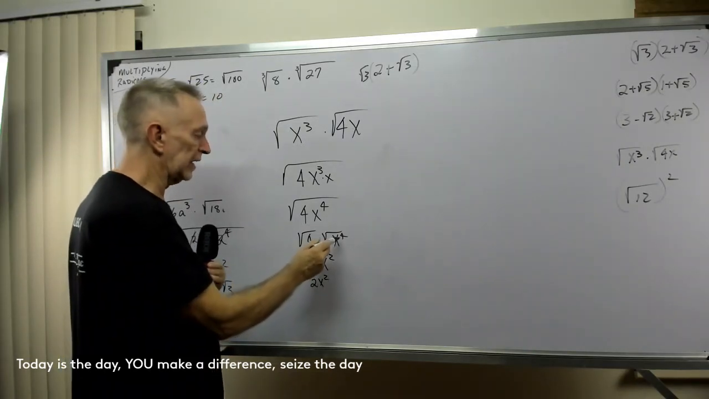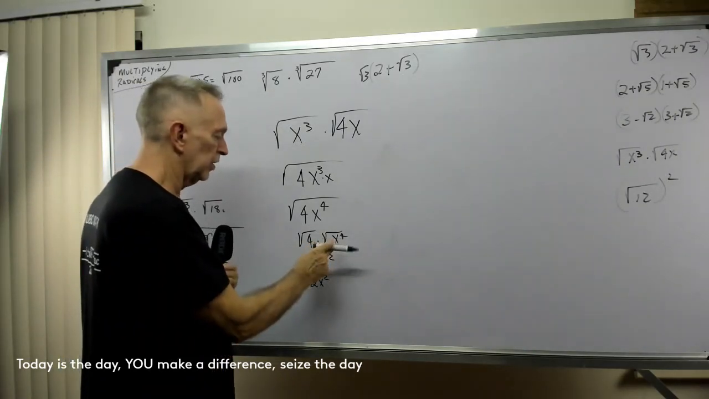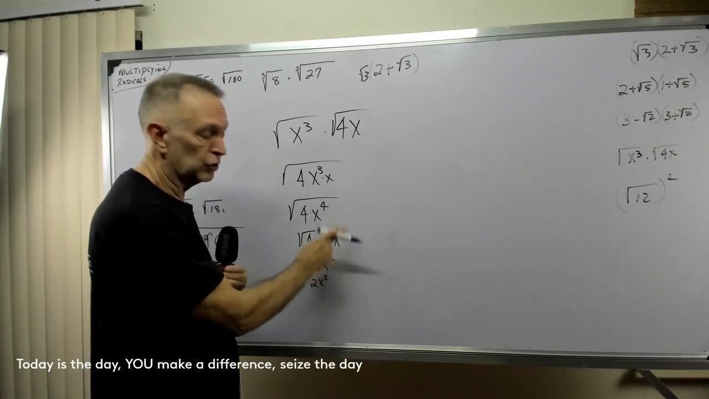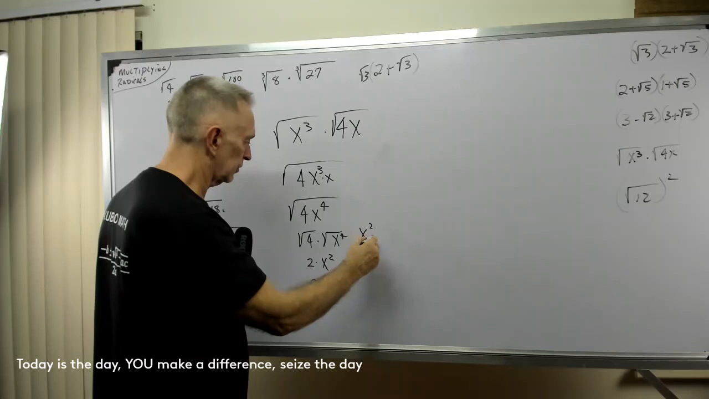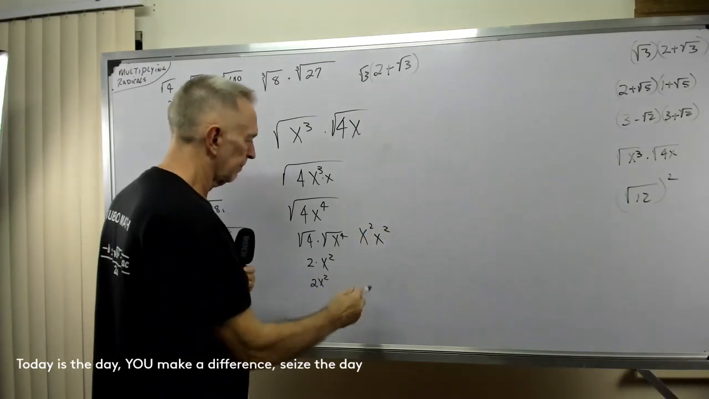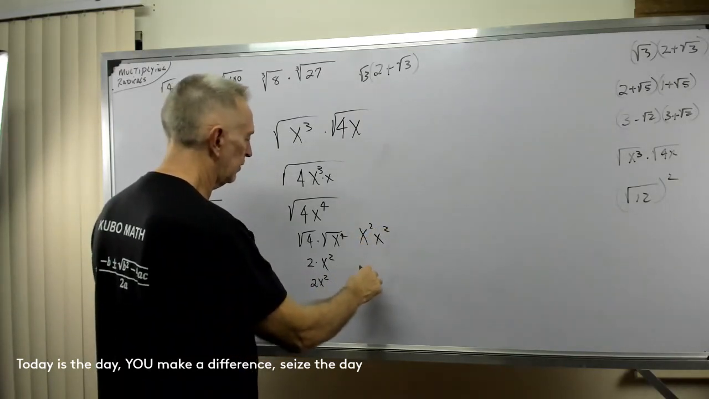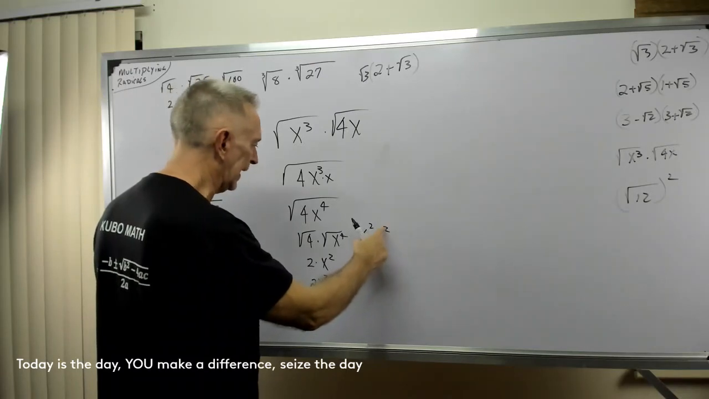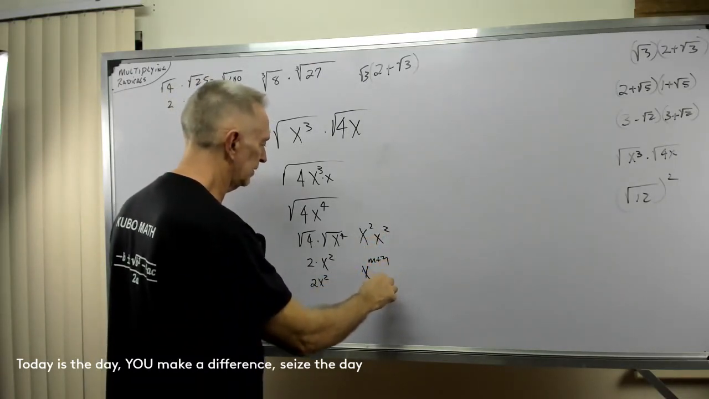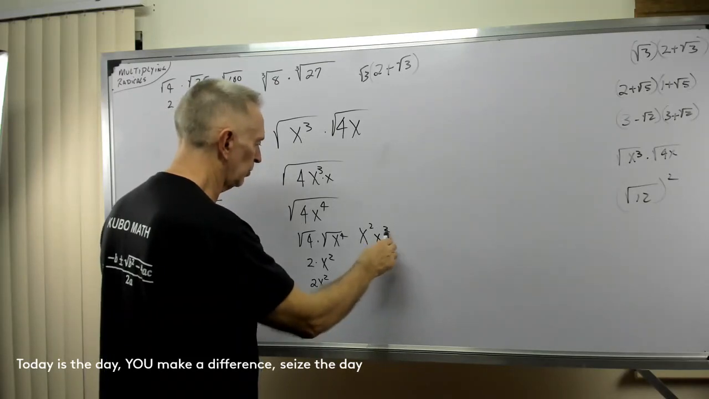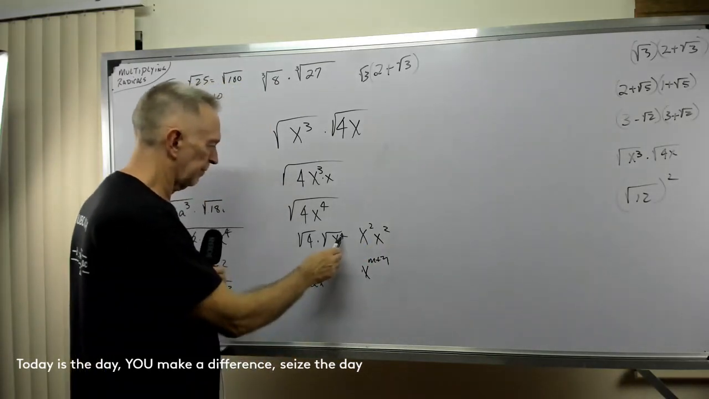Square root of x to the 4th. What number times itself 2 times gives me x to the 4th? That's x squared, x squared. Remember, a to the m times a to the n is a to the m plus n. So that's x to the 2 plus 2, x to the 4th.